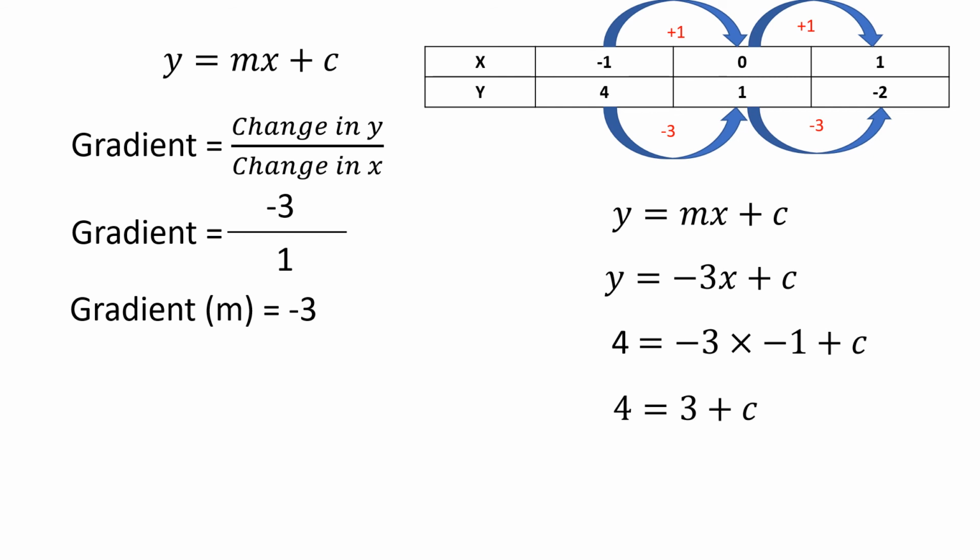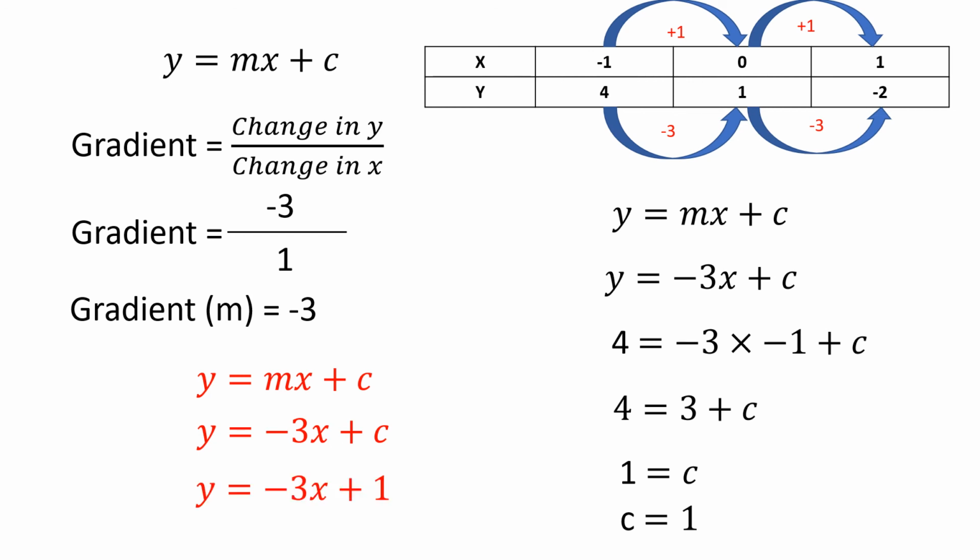Let's do that multiplication of -3 times -1, which equals 3, and we'll have 4 equals 3 plus c. To get c on its own, we will minus 3 from both sides, and we end up with c equals 1. Okay, so now we know what c equals. We're using that super formula again, y equals mx plus c. We know what m equals, and we know what c equals. So our equation of our line will be y equals negative 3x plus 1.